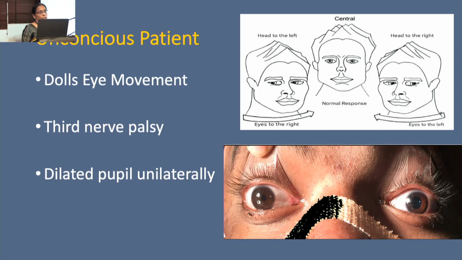Then third nerve palsy, if there is one-sided third nerve palsy, look for the pupil. The initial third nerve palsy would give a constricted pupil. If it is dilating, then you have to remember that this is uncal herniation. One-sided compression with uncal herniation is constriction followed by dilatation. This is a serious emergency. You have to inform the neuro people that they need to go in for surgery.